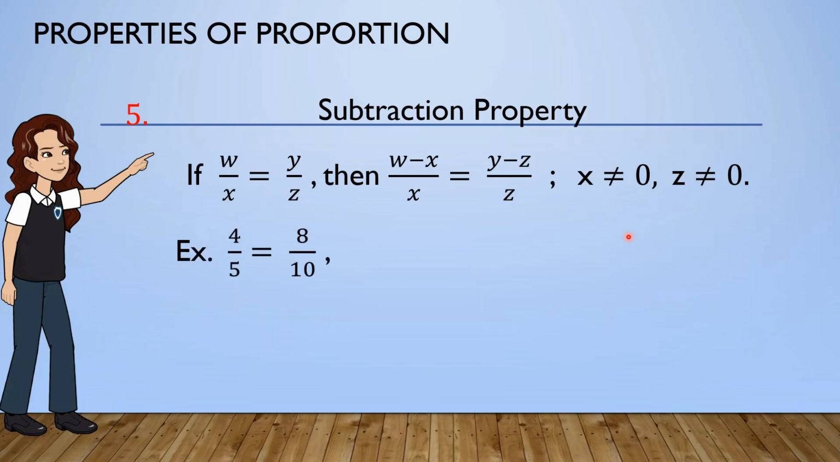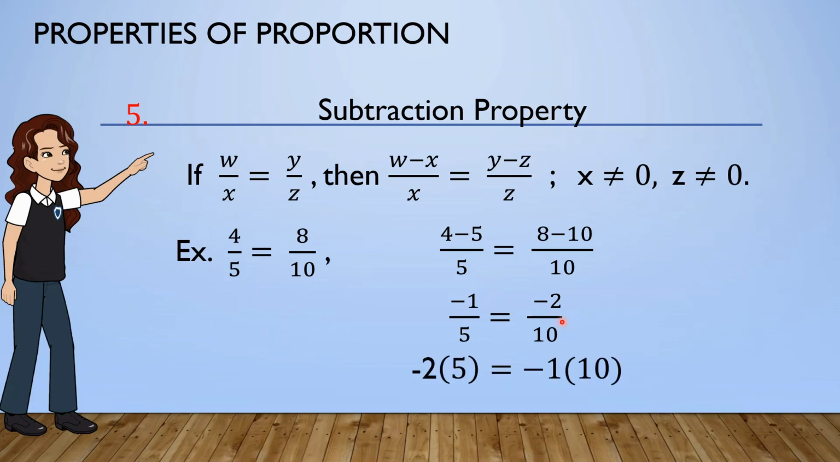Same example, 4 over 5 is equal to 8 over 10. So we have 4 minus 5 over 5 is equal to 8 minus 10 over 10. So what is 4 minus 5? And that is negative 1 over 5. Then 8 minus 10 is negative 2 over 10. So what will be the product of the extreme and means? So, negative 1 times 10, and this is negative 2 times 5. So, the answer is both negative 10. So, they are equal.